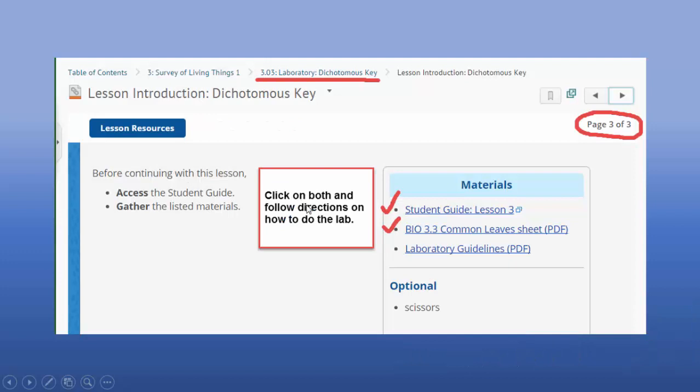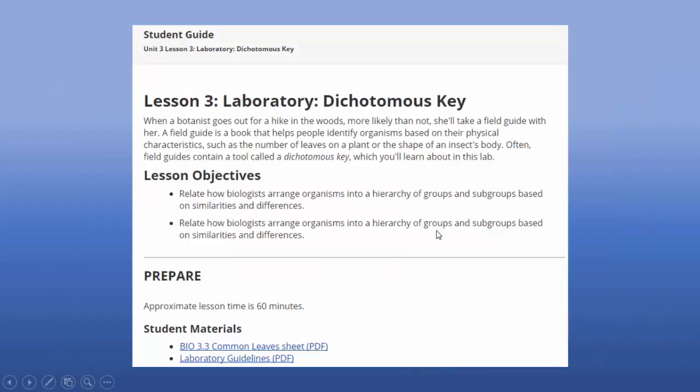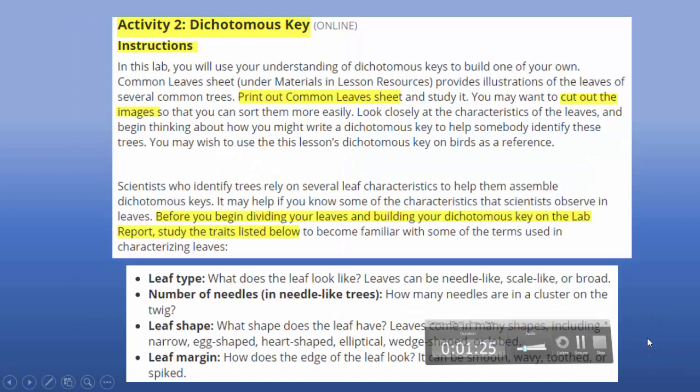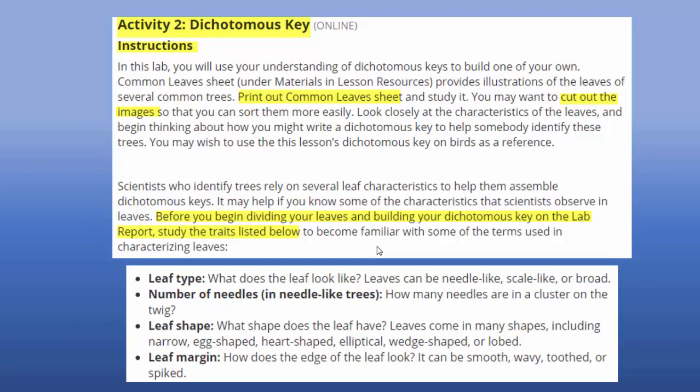And to be able to start the lesson, you're going to go through the pages, and once you get to page 3, you're going to click on the student guide and then click on the PDF that has the common leaves sheet. The student guide will have all the directions on what exactly you need to do with the PDF of the common leaf sheets, which is this one right here. You're going to print out those leaves and cut out the images.